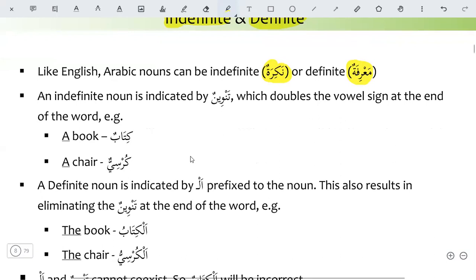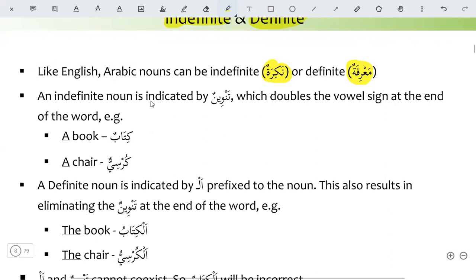And in this lesson, lesson number 3, we are going to learn the definite nouns. We will also learn about Hamzatul Qat' and Hamzatul Wasl, where we have to pronounce the Hamza and where we have to skip the Hamza.